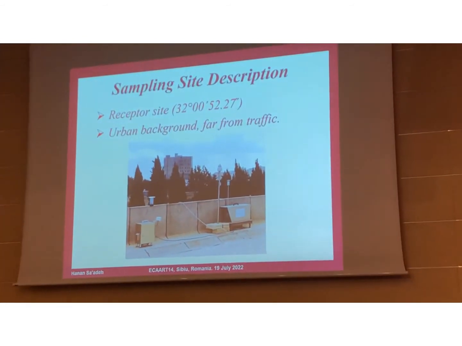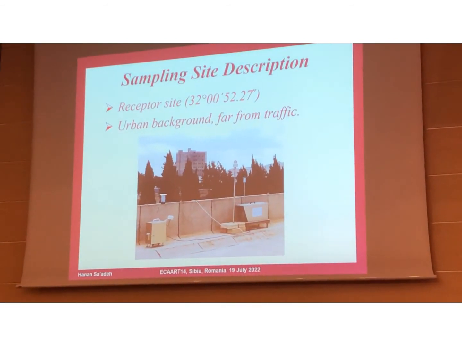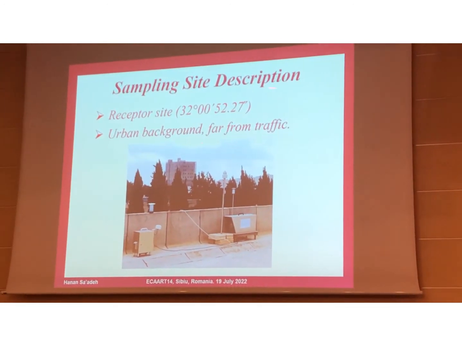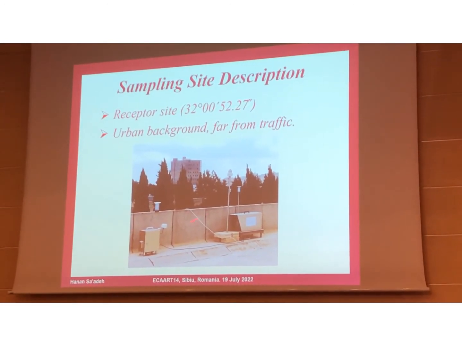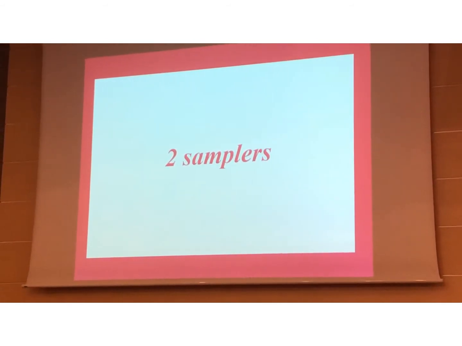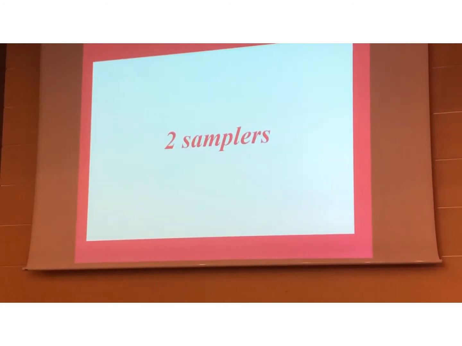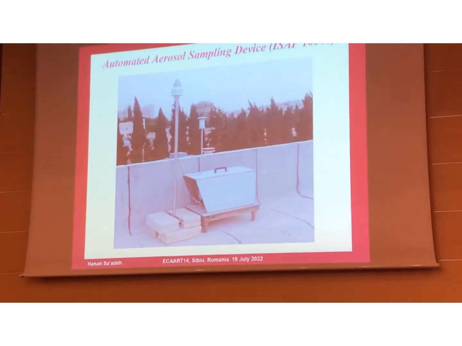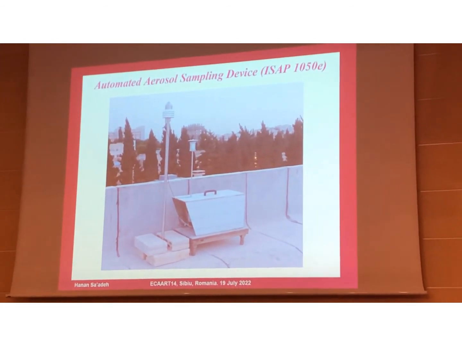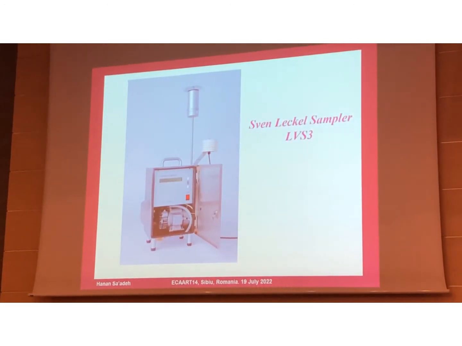And this is an actual view of the sample site. This is the rooftop of my office in the physics building at the University of Jordan, where you can see we collected samples using two samplers. And these two samplers, thanks again to the IAEA, were purchased through the Eurasia project. One of them is called ISAP. We used it to collect the fine particulate matter, PM2.5, and the other one is the Sven Leckel.